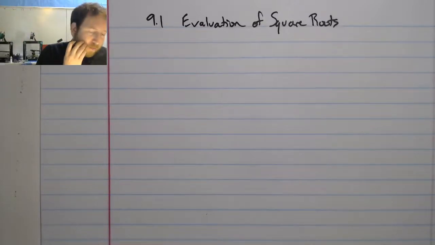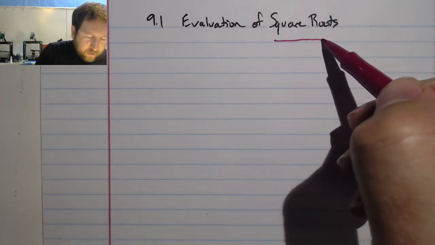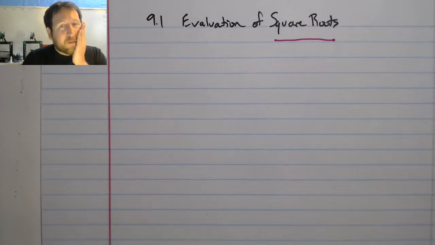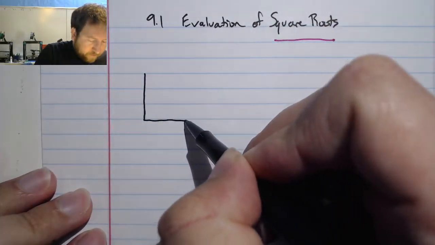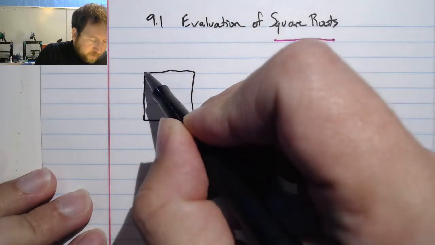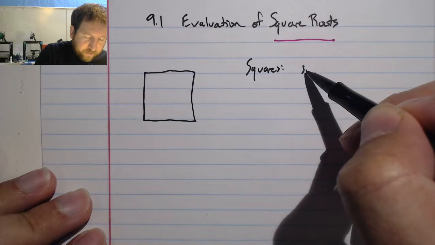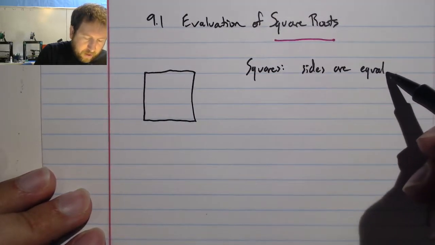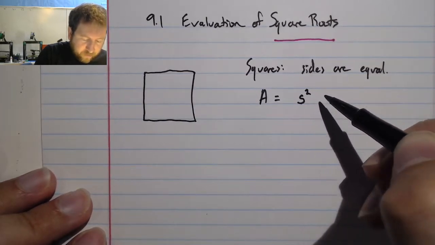Alright, I want to talk about square roots, which is kind of a new thing in 7th grade. I don't think we typically deal with them before, but the idea here is that if we take, say, a square, what we know about squares is that their sides are equal, and the area of a square is equal to s squared.